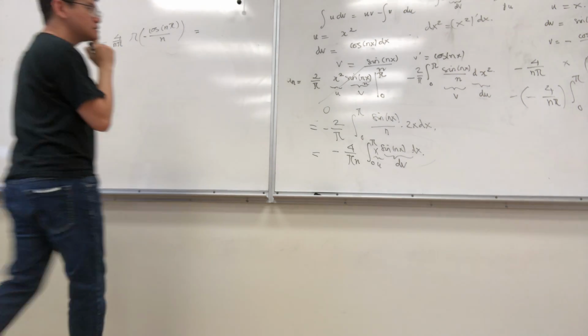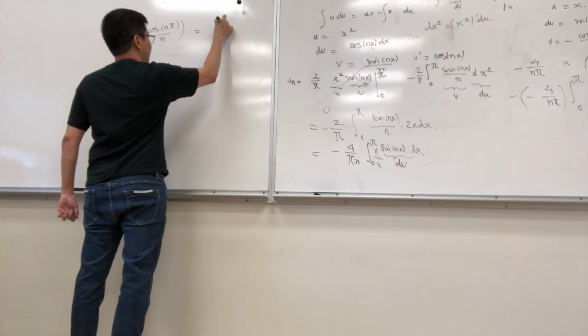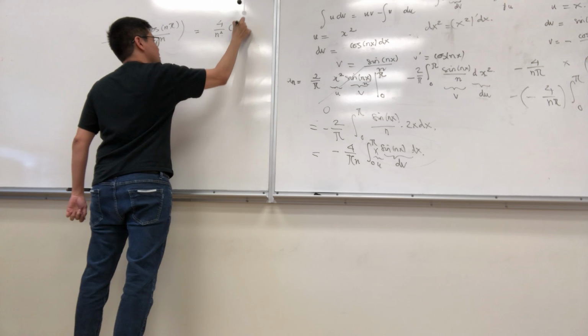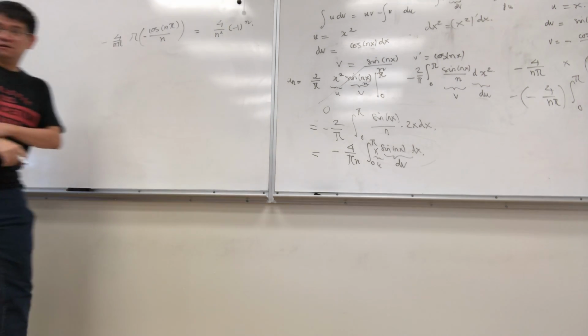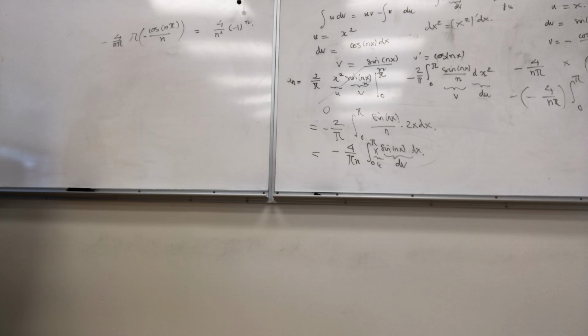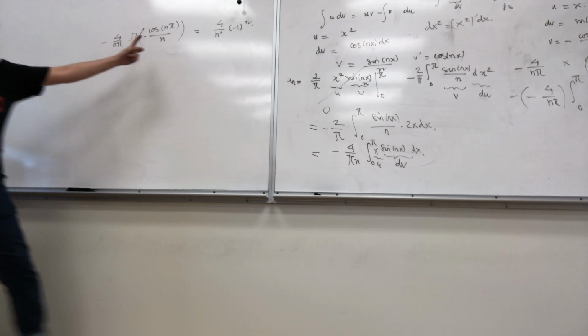This is 4 over n squared minus 1 to the n. Can you walk through those steps, how you got there? From here to here. Yeah.